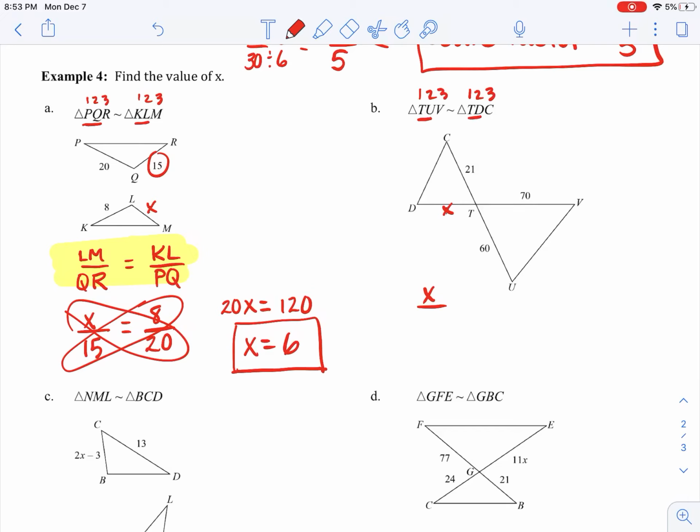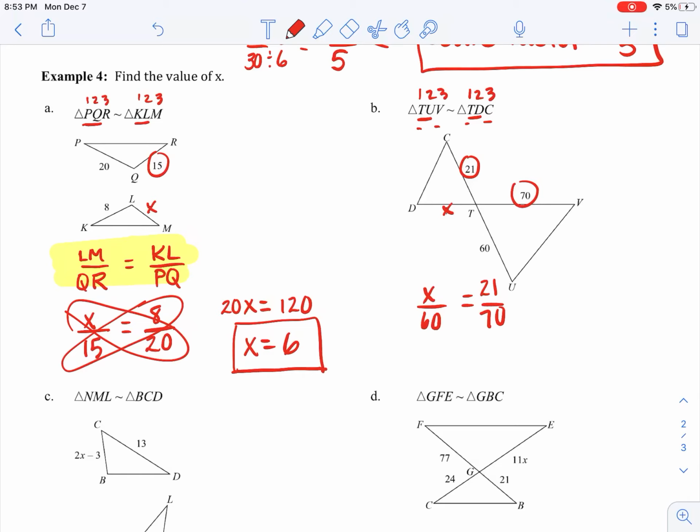DT and TU. TU, I'm sorry. TU is 60. For a minute, I thought we didn't know it. So TU is 60. Let's set that equal to, well, we got to go back to where we started. We started with the smaller triangle, and the only other number I see is 21. 21 is labeling CT. That's the first and third position. The first and third position on the other one is TV, and that is 70 in our picture. So x belongs over 60 and 21 belongs over 70.